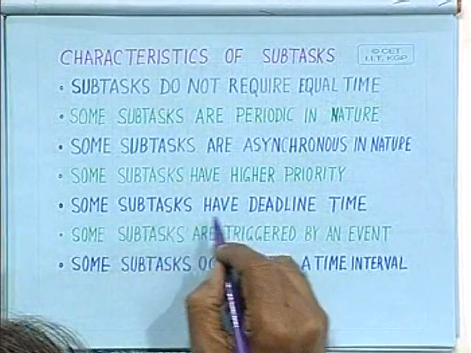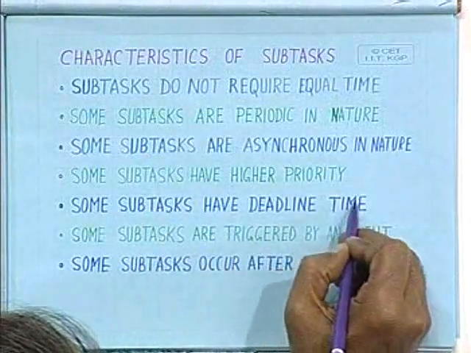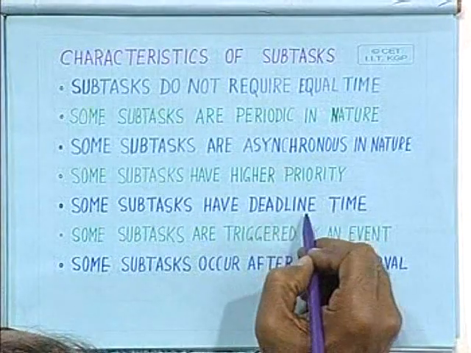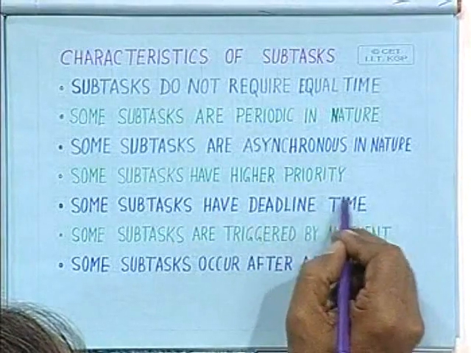Second thing is some subtasks have deadline time. So far, we have assumed that all the tasks have to be executed. They have to be executed correctly, but it is not necessary that they should satisfy some time constraint or deadline. But we shall encounter many applications where there will be a deadline time. If the task is not executed within that deadline time, or an event is not performed within the deadline time, either it will lose its value, lose its importance, or it may lead to some catastrophic situation. So, the deadline time will be very important.